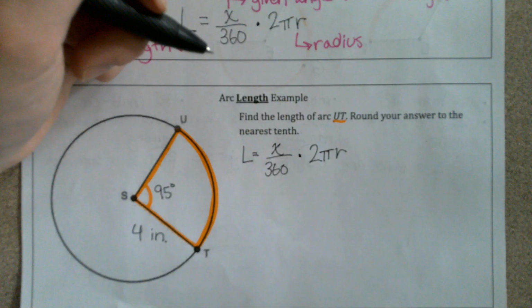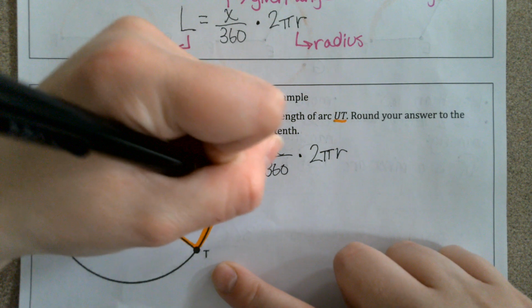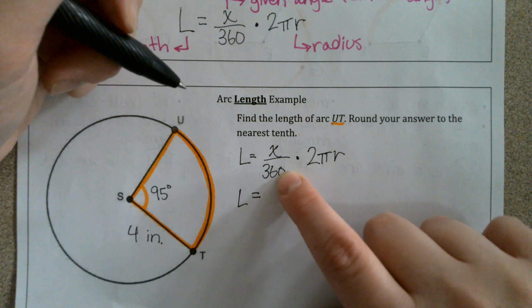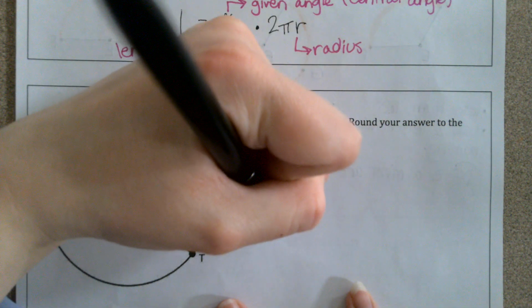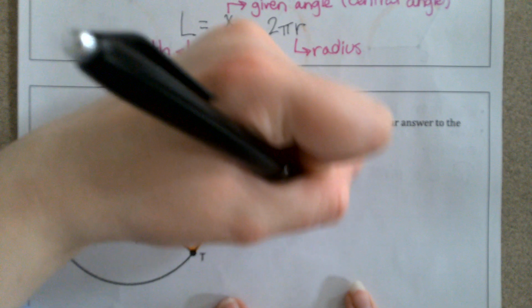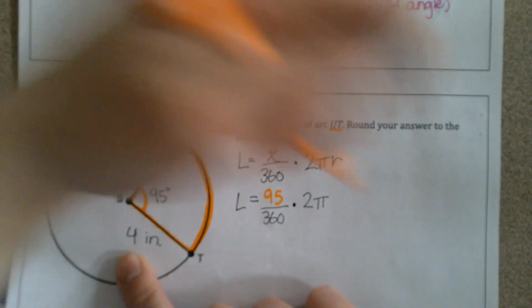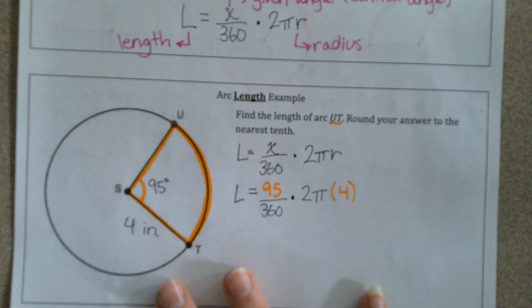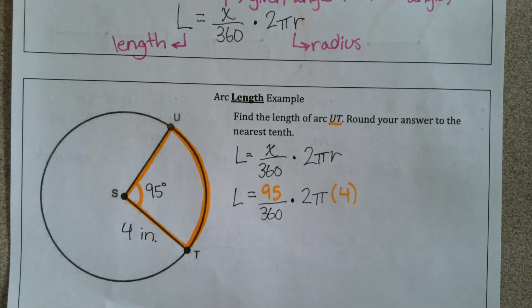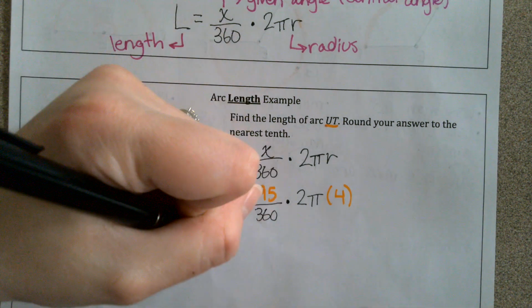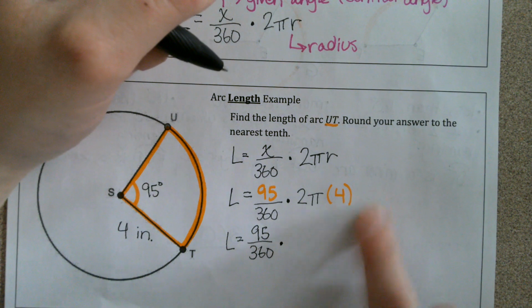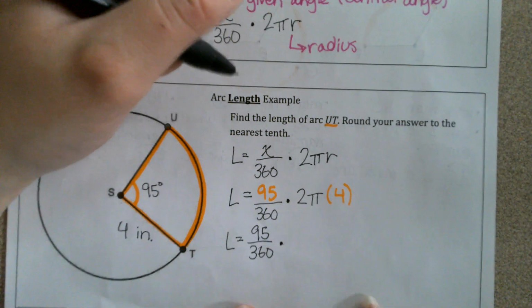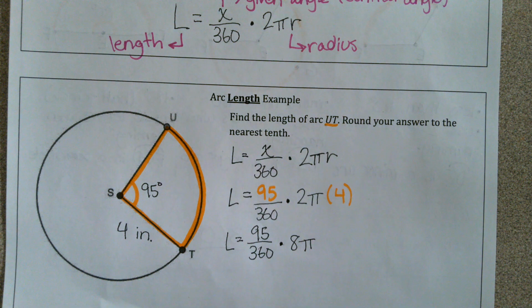Now we're finding the length of arc UT, so L is what's missing. I'm going to leave it as L equals x over 360. X is my angle. My angle is 95, over 360 times 2 pi r. The radius is 4. Before I put this in my calculator, I want to rewrite it one more time. L equals 95 over 360 times 2 pi 4. A better way to write that is just 8 pi, since 2 times 4 is 8.